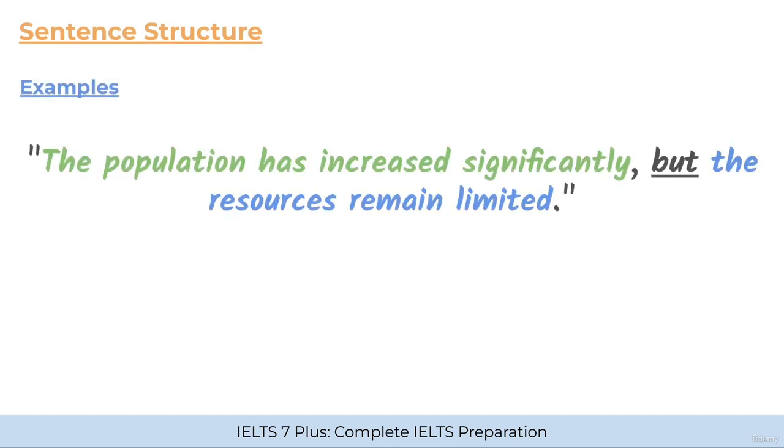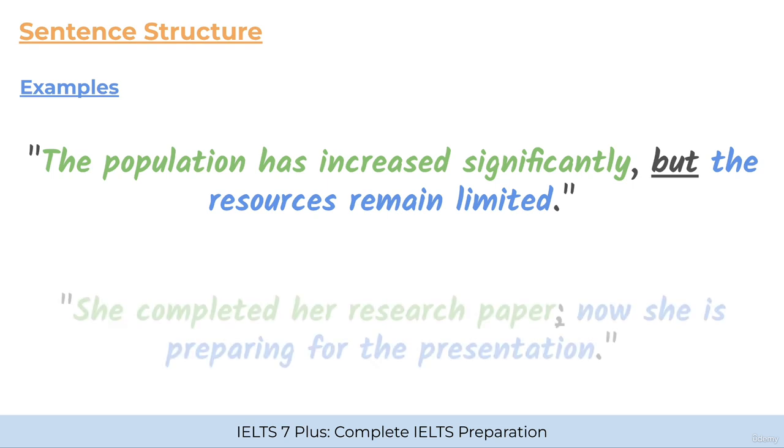So, for example, the population has increased significantly, but the resources remain limited. Okay, so we've got the green indicating one independent clause, the blue the other, and then like glue, but joins them together, and we have this nice compound sentence here. And I should mention that these are all topics and types of sentences that you might want to write in the IELTS. It might be the topic that comes up. So these are great examples for you if you are practicing.